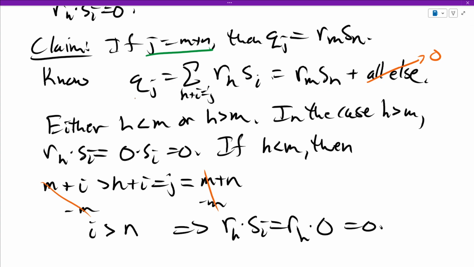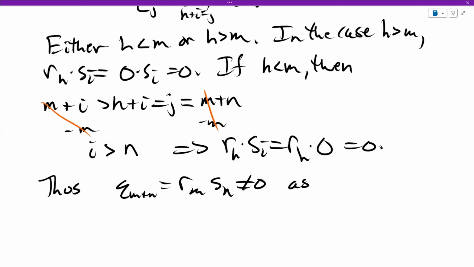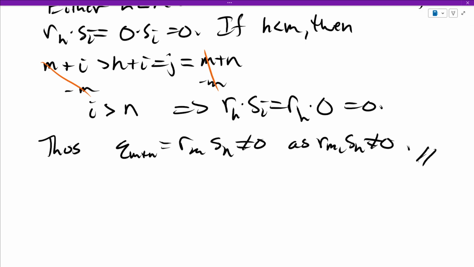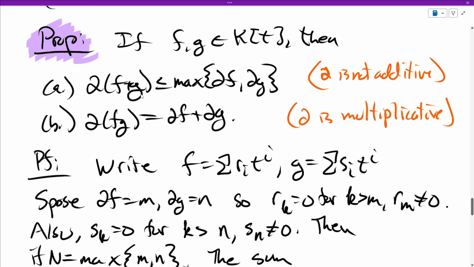And so Q_{m+n} is R_m times S_n, and lastly, this expression is non-zero, as R_m and S_n are not 0, and we are, of course, in a field, so there are no zero divisors. Okay, so that was longer than I expected. Sorry about that. But the degree of a sum is less than or equal to the maximum of the degrees, and the degree of a product is the sum of the degrees.